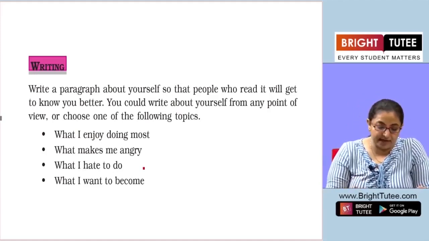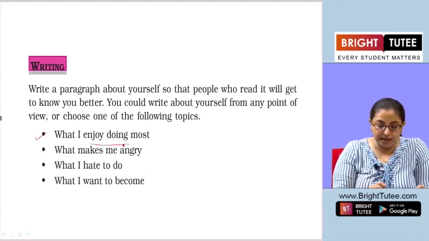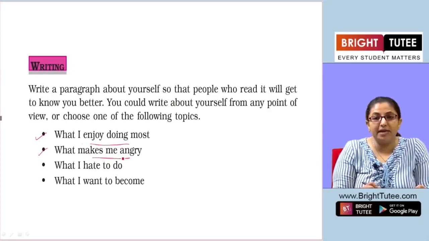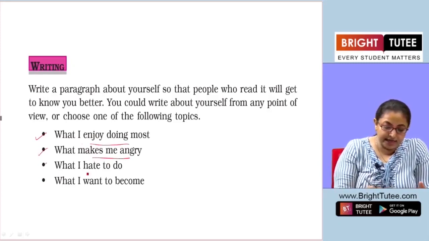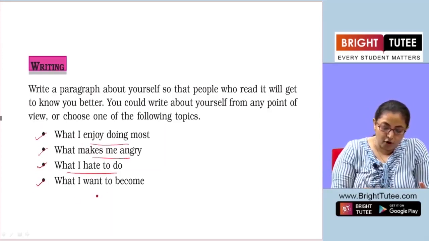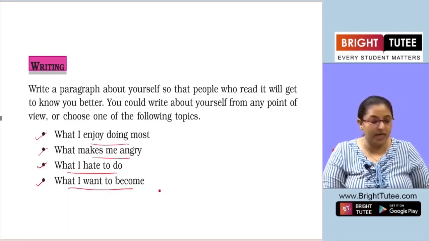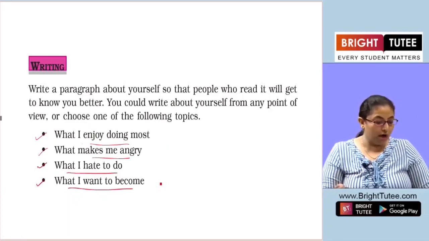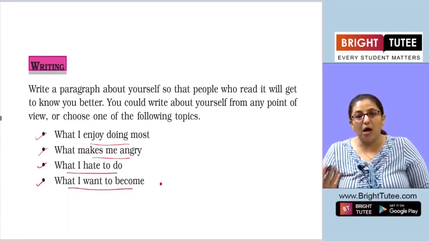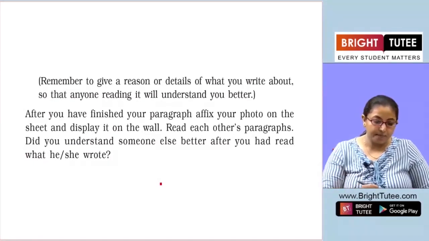Let's see what topics are given. First is what I enjoy doing most. Second is what makes me angry. Third is what I hate to do. Fourth is what I want to become. So these are the four options we can write the paragraph on, or we can write something from our own point of view as per our own choice.